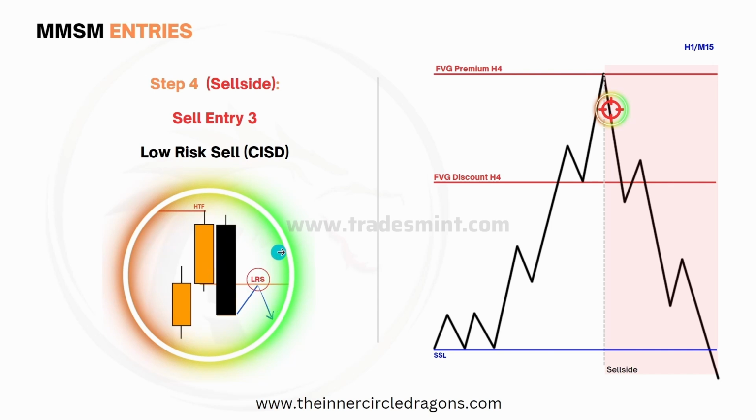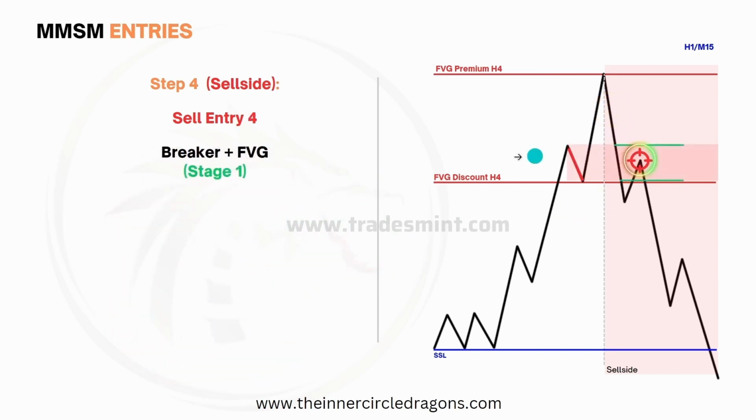We can take another sell entry when price returns back into the order block after we have confirmed the change in state of delivery. If we are pairing the SMT concept with a correlated asset, then this gives us a stronger probability of a change in state of delivery. Our fourth entry can be taken inside of a breaker which overlaps with a fair value gap. This is our unicorn entry.